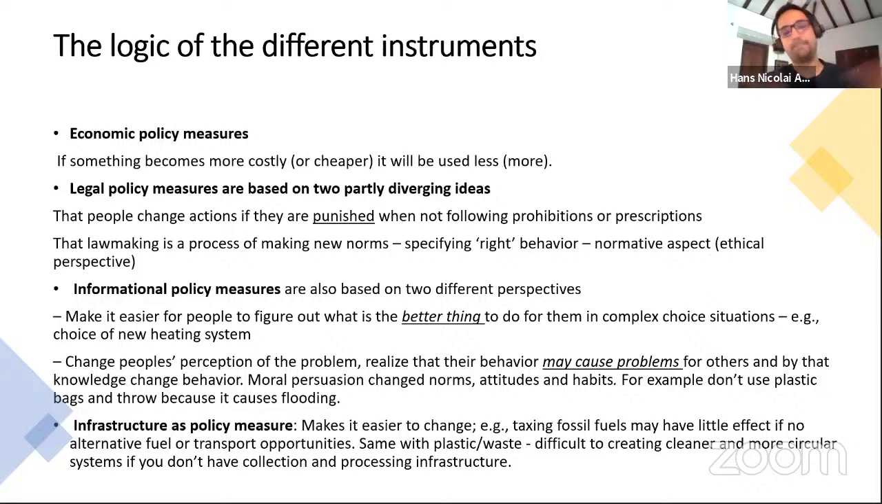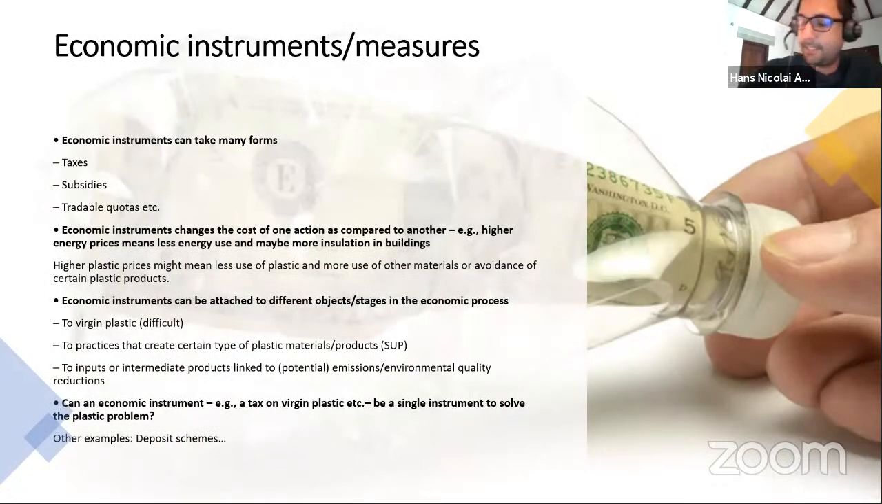So all of these different measures need to come together and need to be very context specific. Now, just very briefly, because I don't know how much time I have, look at some of these economic instruments, which are, for instance, taxes, subsidies, tradable quotas, where higher plastic prices could mean less use of plastic and more use of other materials, or avoidance of certain plastic products, which you tax very specifically.